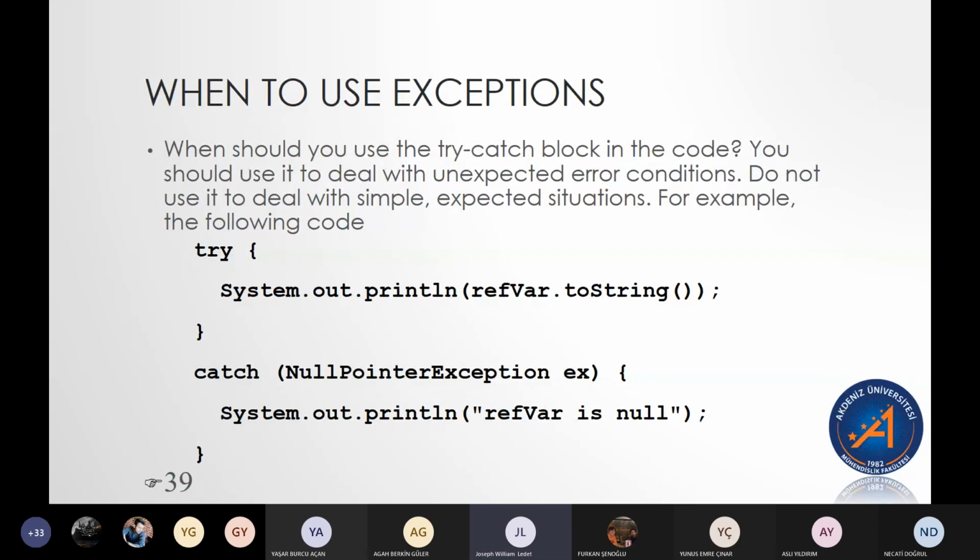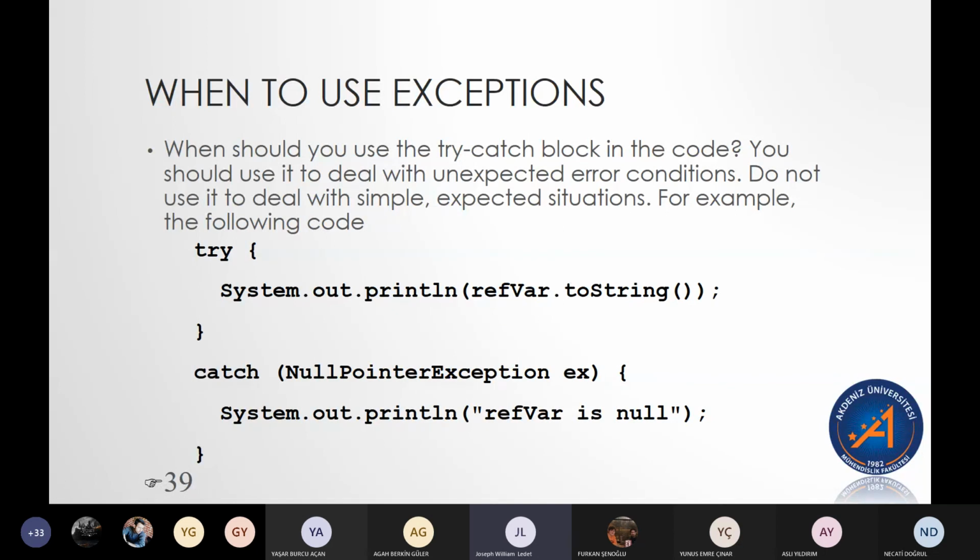So you should use exceptions to deal with unexpected error conditions. For example, here we have a try-catch block where we want to print the toString method of a certain reference variable. If the reference variable happens to not point to anything, we haven't given it a value yet, we catch the null pointer exception and say ref var is null. If there's a strong possibility that sometimes this reference variable might be null, we don't really want to use a try catch block, because this is going to create an exception object and do a bunch of stuff.